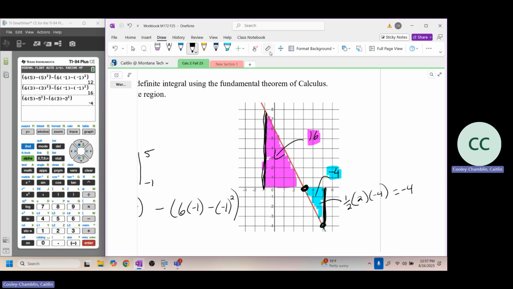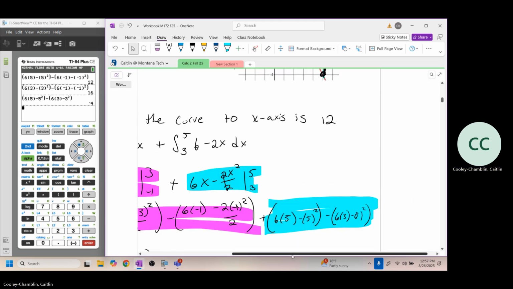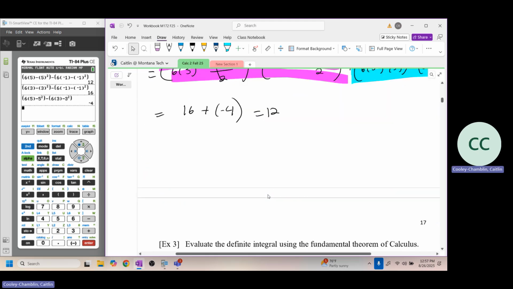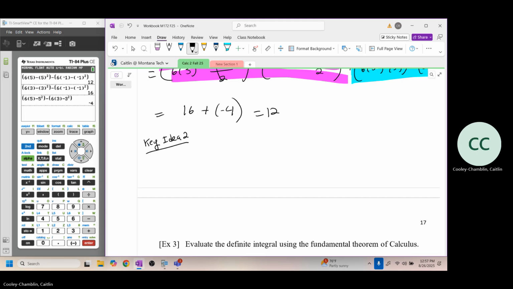So area under the x-axis is negative because our height is negative. So that gives me my key idea number 2. And that the area below the x-axis is negative area.